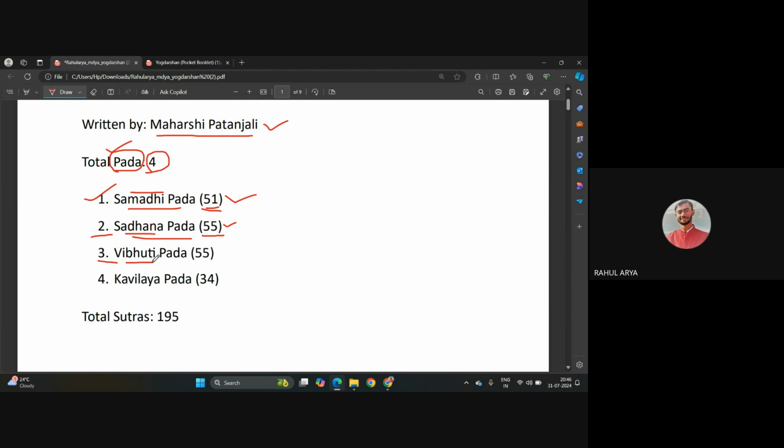Chapter number 3 is the Vibhuti. Vibhuti means Siddhi, the achievements, or you can say powers. Whatever you are practicing and following, which kinds of powers, which kinds of Vibhuti you will get, the Vibhutis are mainly described in chapter number 3. The majority of the Siddhis are here. That's why its name is the Vibhuti Pada. It includes a total of 55 sutras.